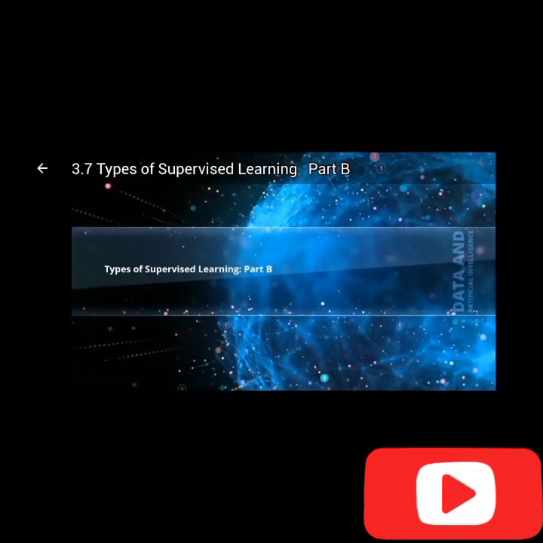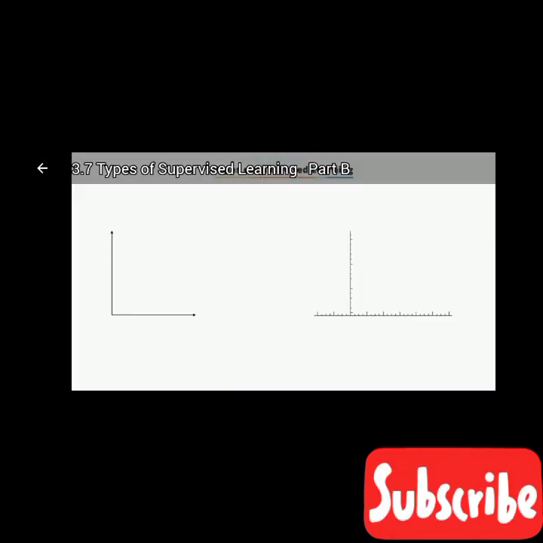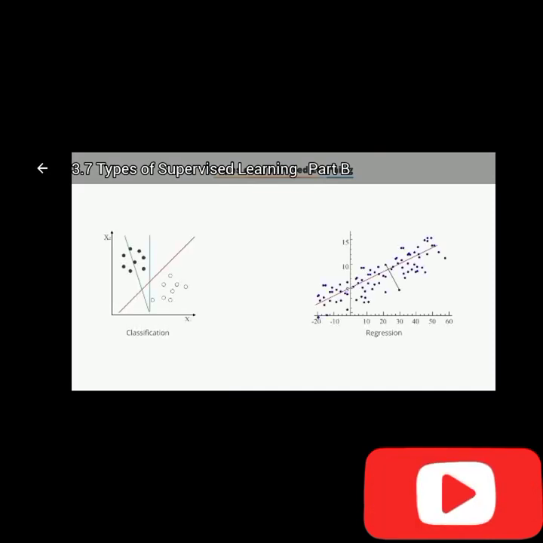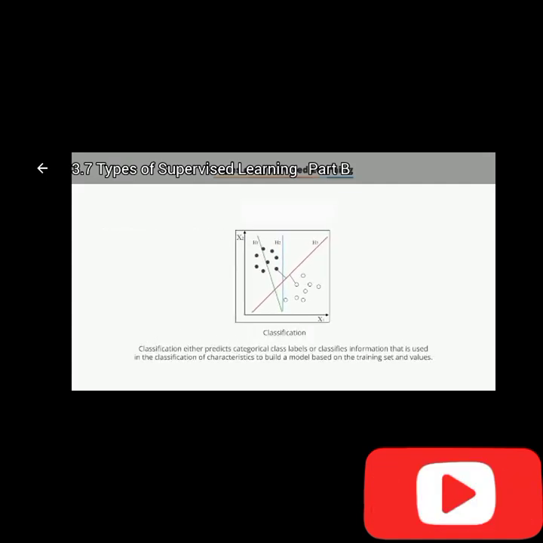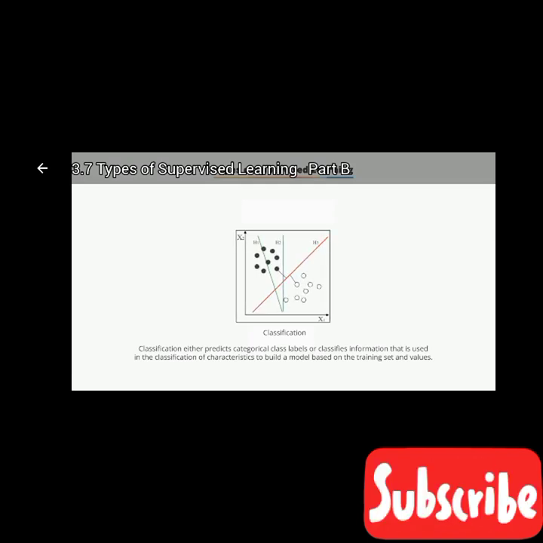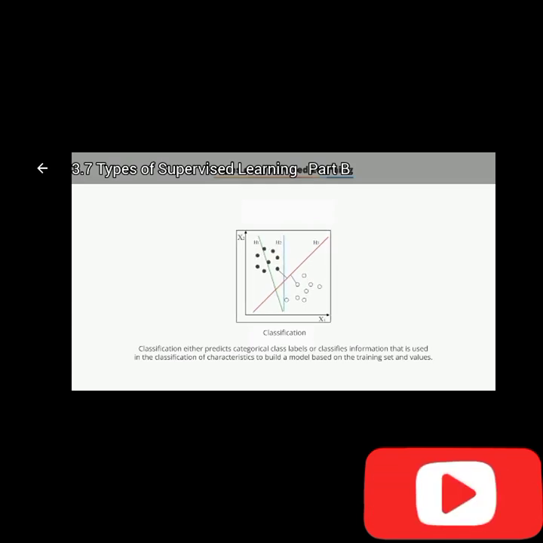Types of supervised learning. Part B. Let's try to understand classification and regression by looking at the given graphs. We will cover classification first. Classification either predicts categorical class labels or classifies information that is used in the classification of characteristics to build a model based on the training set and values. As shown in the classification graph, the red diagonal line is also called a classifier, and the points above and below the line are two classes. In each class, the distance from the newest point to the red line is the error of classification.